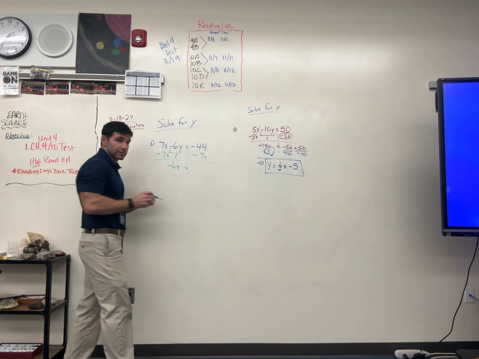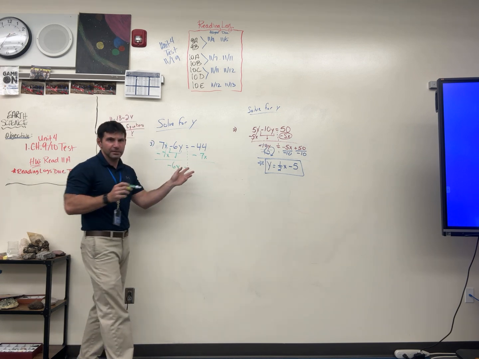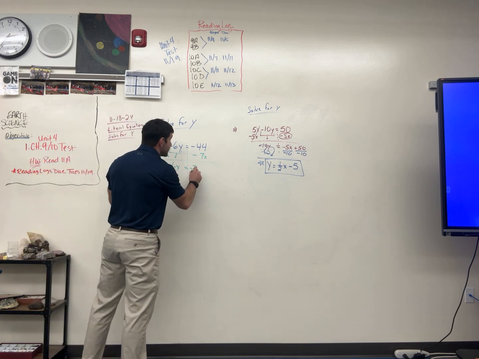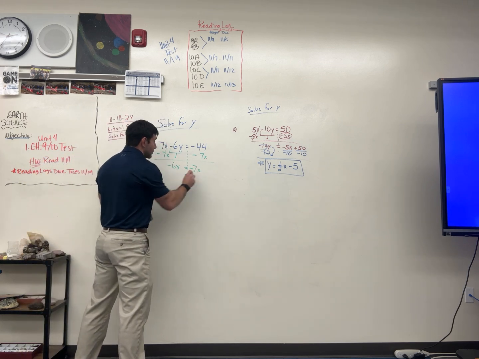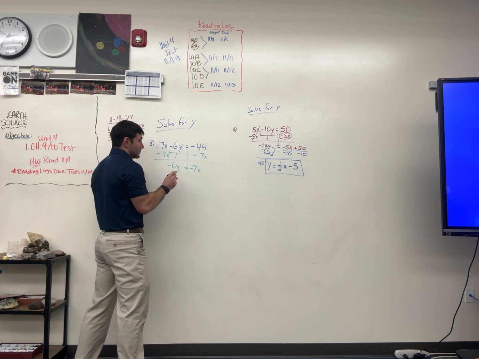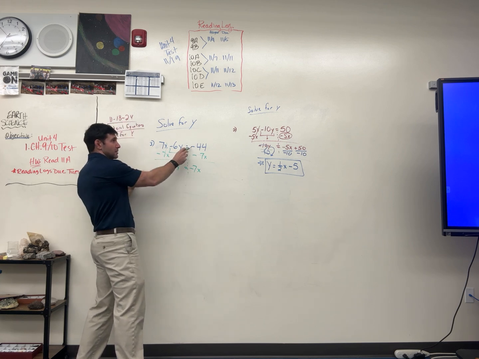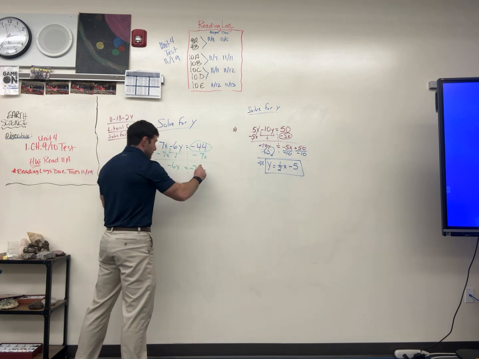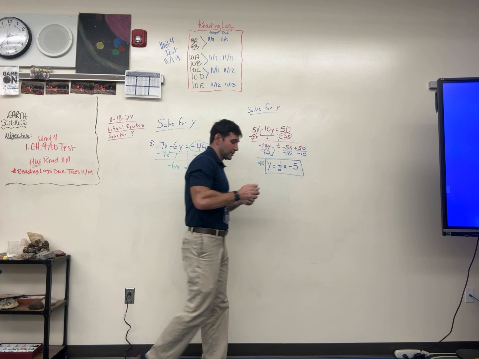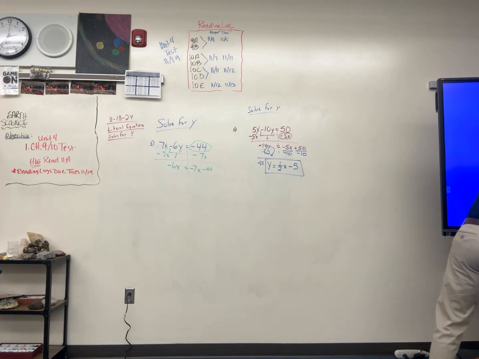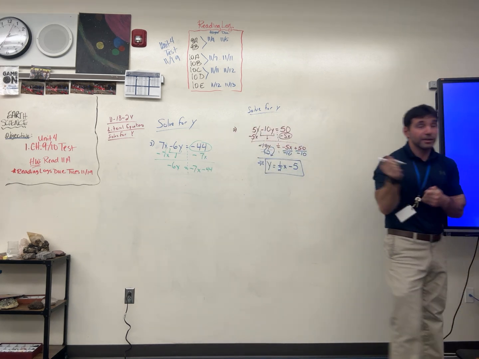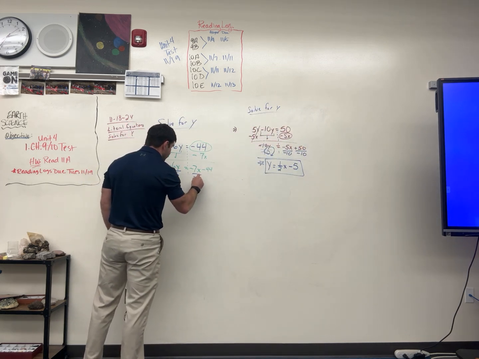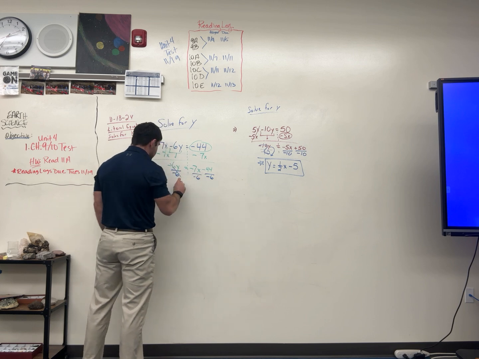Negative 6y equals. What are we going to have on this side? Negative 7x. Then what? Minus 44. Not plus 44. Negative. Minus 44. Okay. So now this is where it gets a little bit trickier. So now we have a negative 6y. So I'm dividing each individual thing by negative 6.